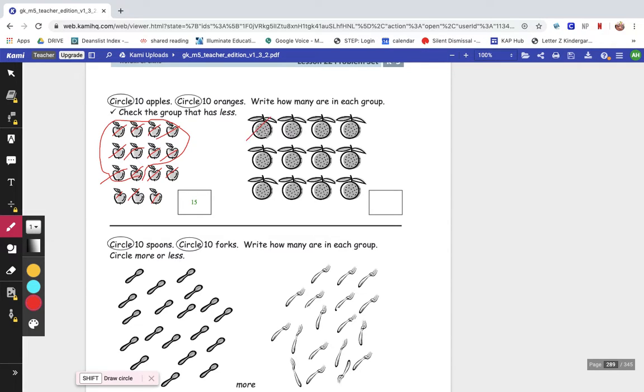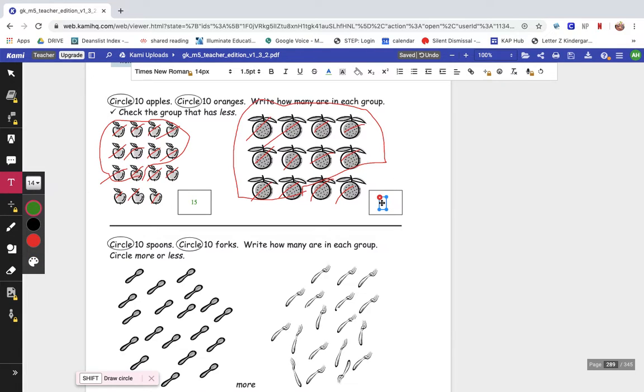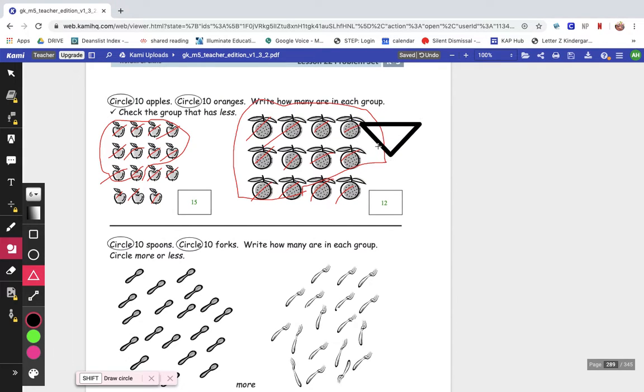Let's count. 1, 2, 3, 4, 5, 6, 7, 8, 9, 10. I'm going to circle that 10 group. And I can count on 11, 12. And now I write the 12 here. All right. Which group has less? Remember, less is smaller, more is bigger. Which group has less? Which is the smaller number? The smaller number here is the number 12. That's the smallest number. I'm going to put the little triangle right there to help us remember.